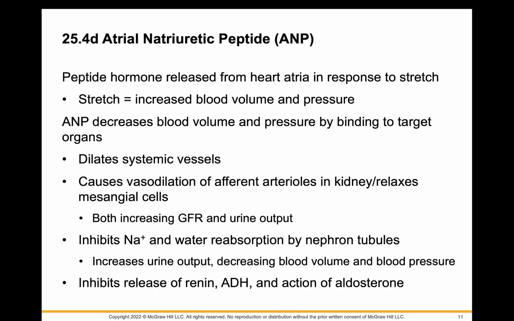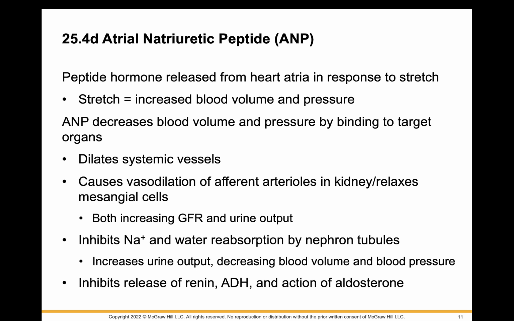This leaves us with the last hormone, and remember, we are now talking about atrial natriuretic peptide, and this is the only hormone we have that plays a role when there is an increase in blood pressure. So this is a peptide hormone that's released from the atria in response to stretch. This is usually due to an increase in blood volume, but also an increase in pressure. ANP decreases blood volume and pressure by binding to target organs.